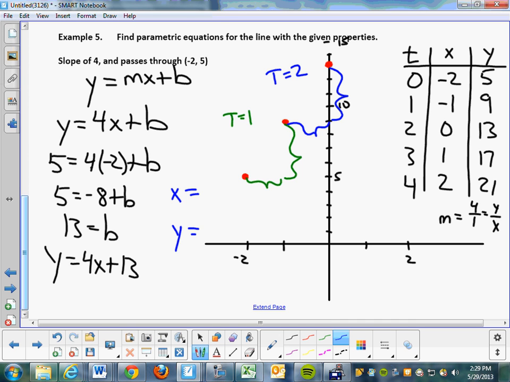What is the increase in the t every time? 1. It goes up by 1. So let's just focus on the x's now. As x relates to t, okay, x goes up by how much every time? 1 over 1. So what's going to be the slope of the x equation? 1. Now, let's figure out what the t-intercept is, I guess. If t is 0, what is the x value? -2.